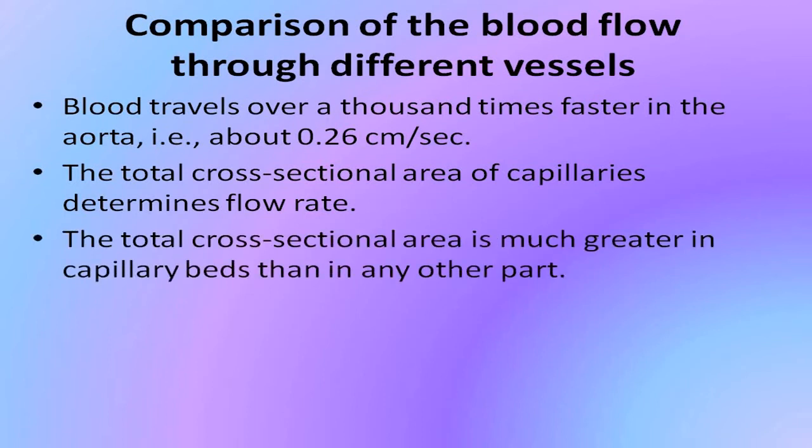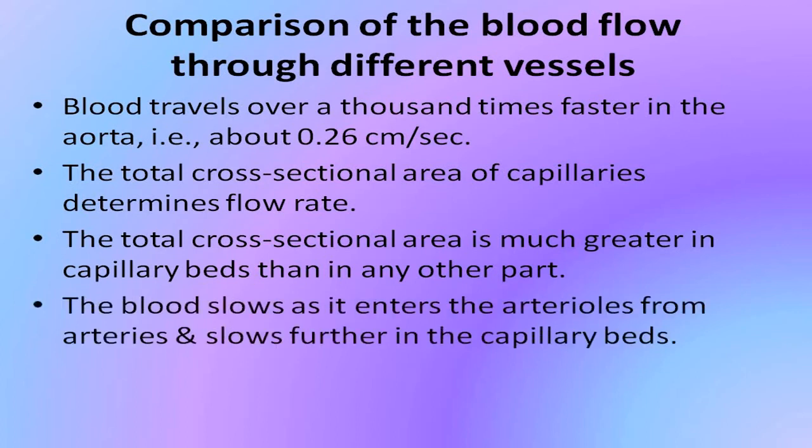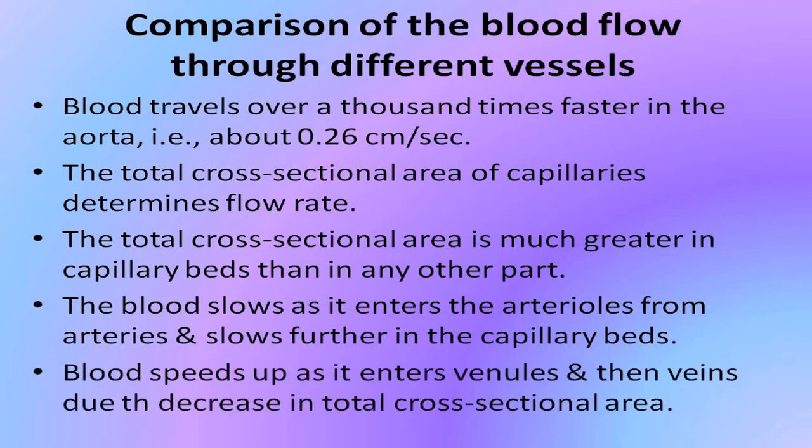So the total cross-sectional area of the capillaries is much greater than in any other part of the blood vascular system. Blood slows as it enters the arterioles from arteries, and it further slows down as it enters the capillary beds, and then again it speeds up when blood from the capillaries enters venules and then veins, because when capillaries fuse to form venules and veins, the cross-sectional area decreases, resulting in an increase in blood speed or rate of flow of blood.